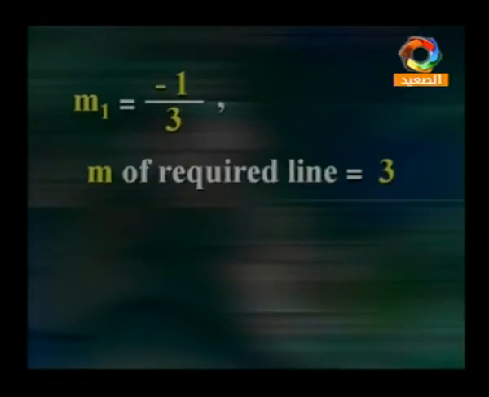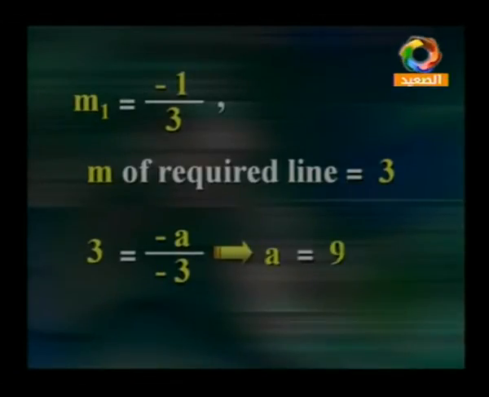Then the slope of the required line will be, that's correct, exchange and take the reciprocal. So it is going to be 3. Then the two slopes now are equal. So 3 equals -a over -3. By crossing out the negative and making cross multiplication, you are going to find that the value of a equals 9.